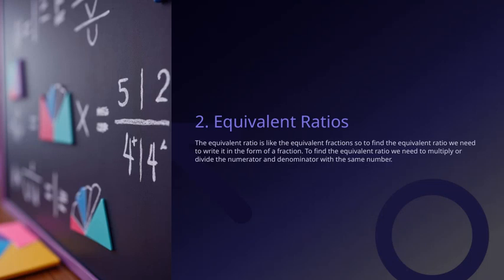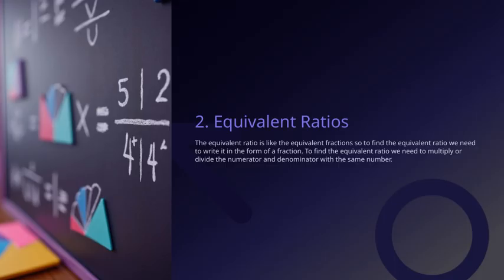Now, let's talk about equivalent ratios. You can think of equivalent ratios as being similar to equivalent fractions. The key idea here is that to find an equivalent ratio, we need to express it in the form of a fraction. Once we have that fraction, the process to find an equivalent ratio involves multiplying or dividing both the numerator and the denominator by the same number. This ensures that the ratio remains the same, just expressed differently.